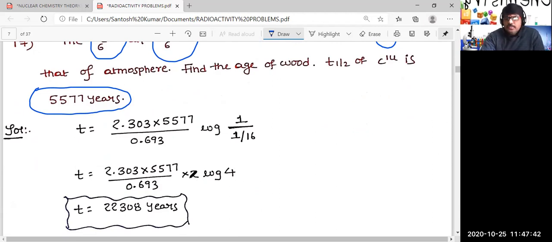And this is about applications of radioactive disintegration. The two important applications are determination of age of rocks and determination of age of wooden articles. And we have one more subtopic in this nuclear chemistry, that is factors affecting stability of the nucleus.